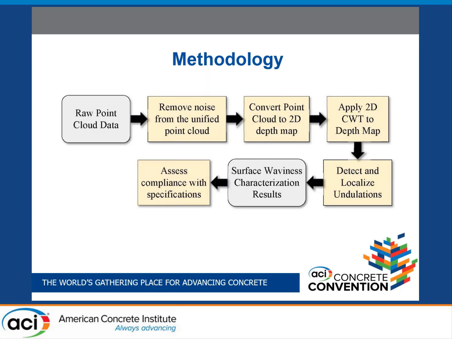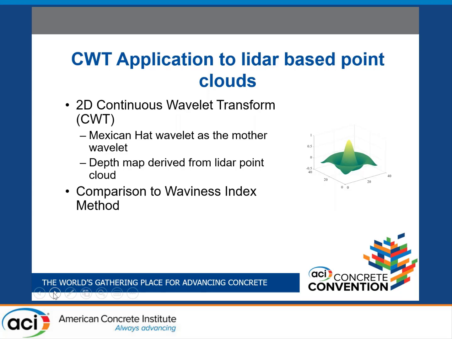Then we remove the noise and the information related to workers and equipment. That is called pre-processing. Then we developed the depth map, which we used as a signal to our continuous wavelet transformation, and then we were able to detect and localize the undulations present on the surface. And then we could look at the compliance with the specifications at the end.